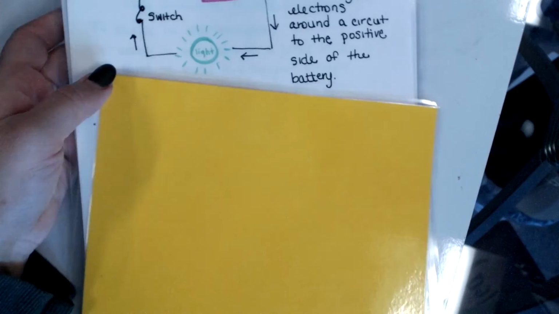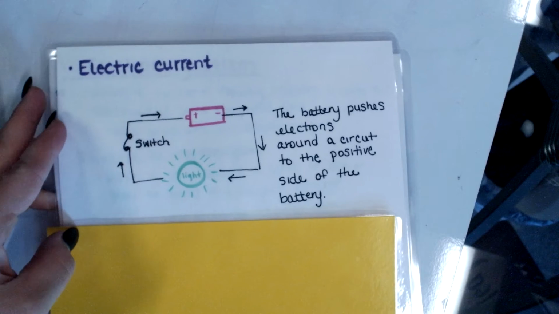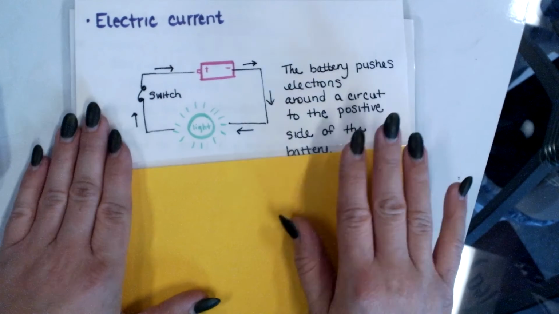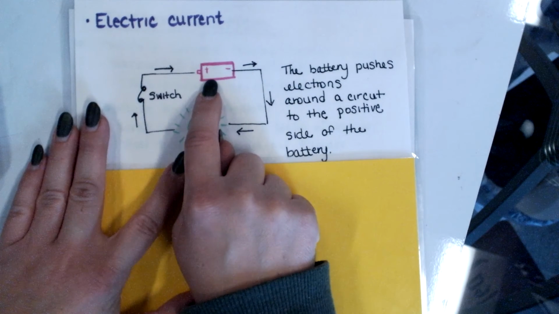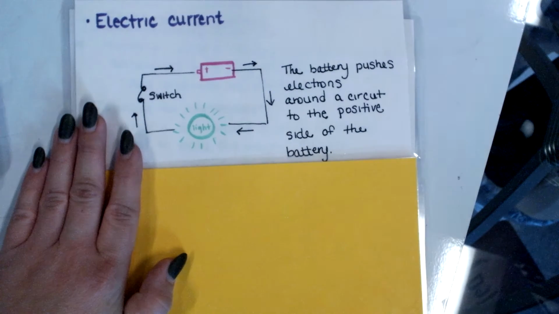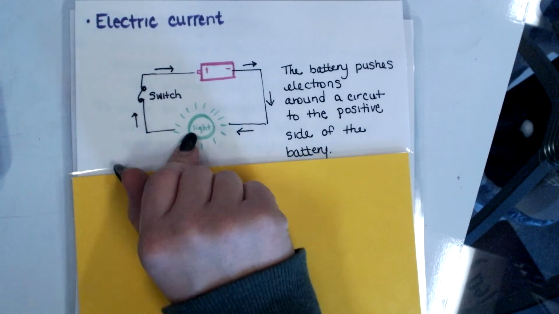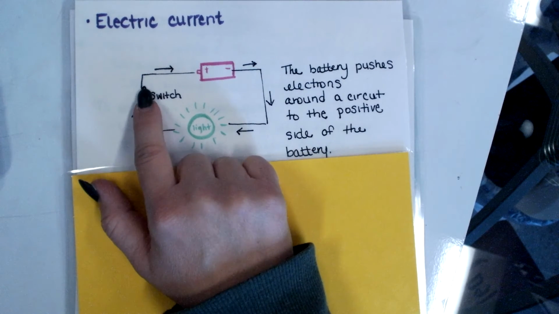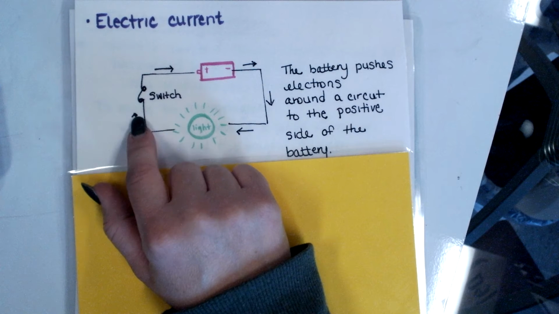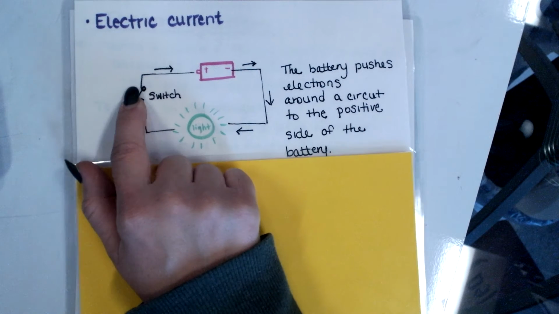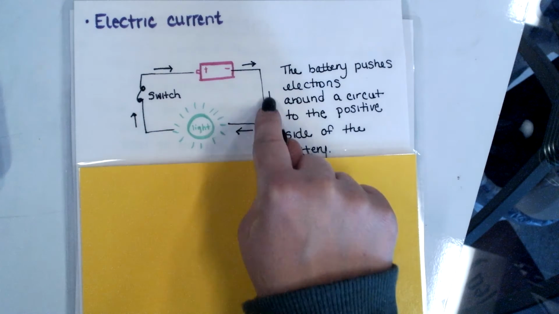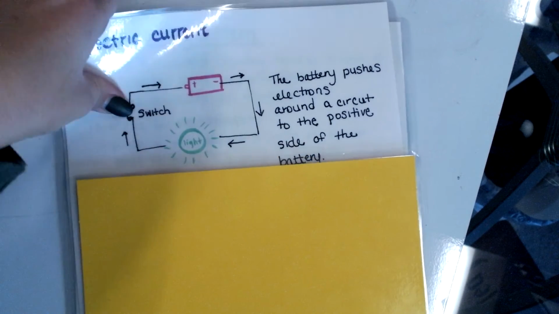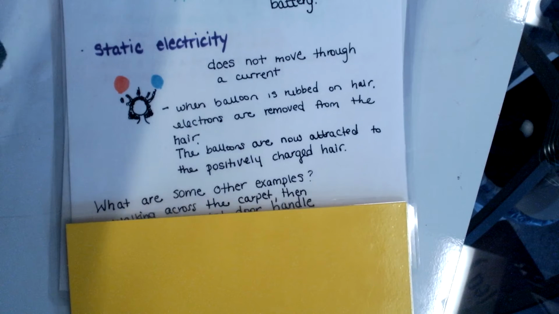Now, an electric current. This is an example of an electric current. So the battery pushes the electrons around a circuit to the positive side of the battery. So it goes around, and then a switch. Once this breaks in a simple circuit like this, once that switch is flipped and it's open, that electric current can't travel anymore. Thus, the light won't light up. It's stopped.